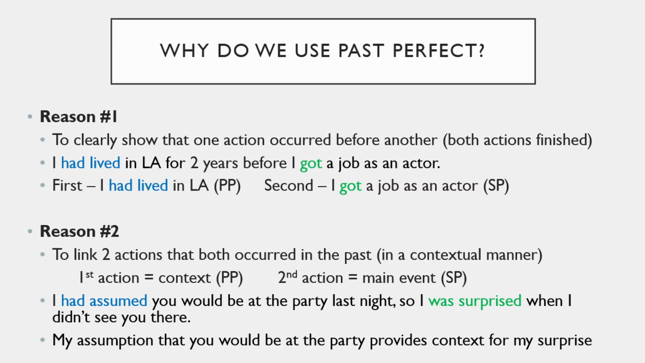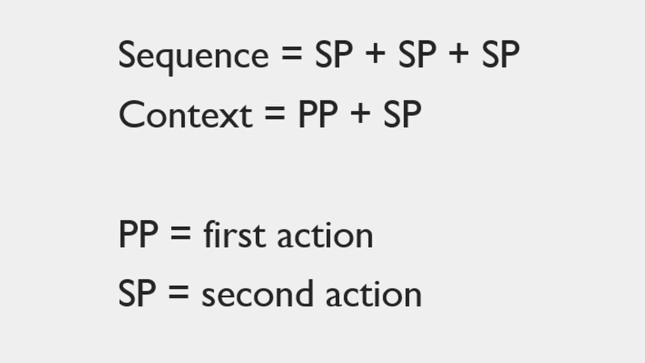So you could say that the past perfect tense is the stage, the context, the background action upon which the simple past occurs. So I had assumed, that's your context, that's your background action, that's your stage. I was surprised when I didn't see you. I was surprised, that's the main action. That's the actor on the stage. So a stage and an actor on the stage, they're not equal actions. There's a contextual relationship between these two, and that's what the past perfect captures. Just using the simple past for everything doesn't really capture that contextual relationship.